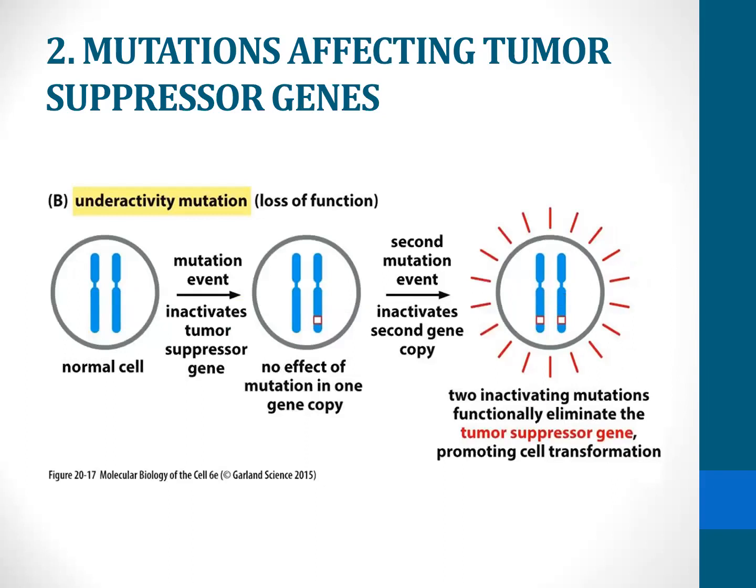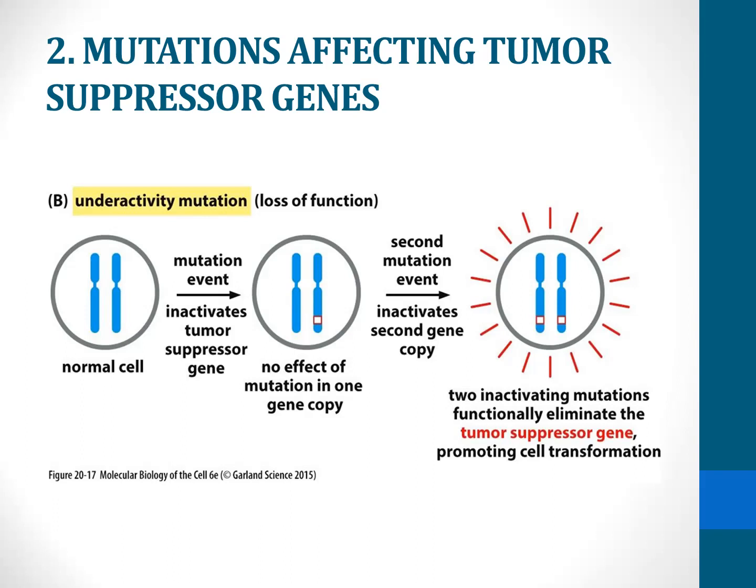Next is mutations that affect the tumor suppressor genes. The tumor suppressor genes in the body are responsible for suppressing the growth of tumors. How do they suppress the growth of tumors? By initiating apoptosis of those cells which have undergone DNA damage and are not able to repair that damage, or cells which have undergone genetic mutation are stopped from moving into the cell cycle.